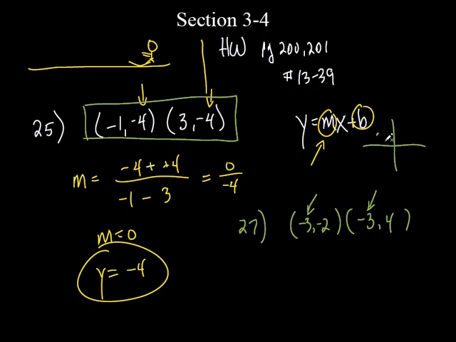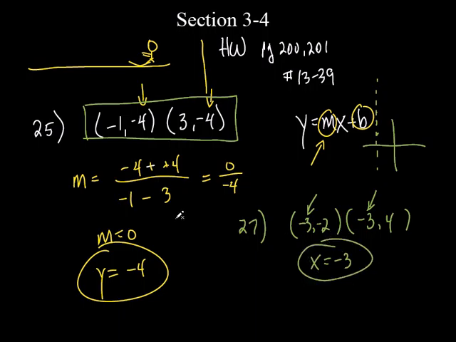So -3, 2 would be here. -3, 4 would be up here. Look what kind of line you get. You get a vertical line, don't you? All right, so a vertical line is always written x equals something. And where does it go through the x-axis? At -3. So it's really easy.